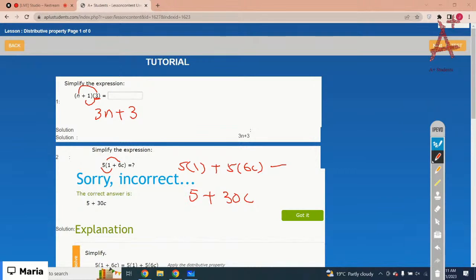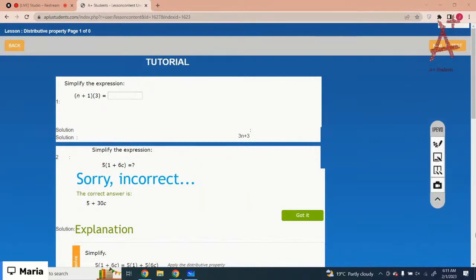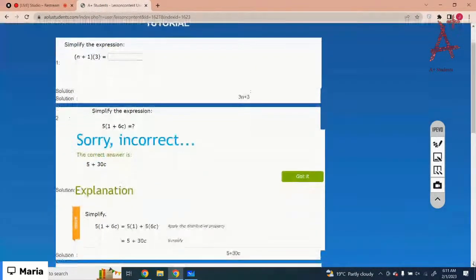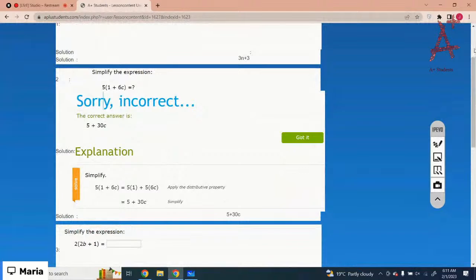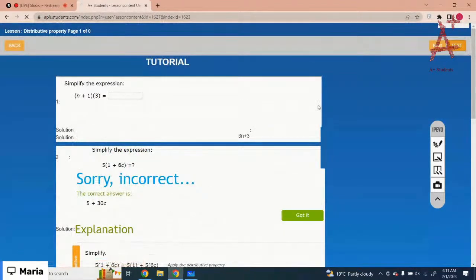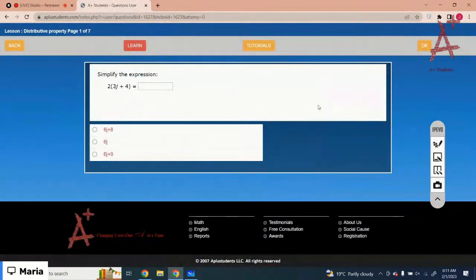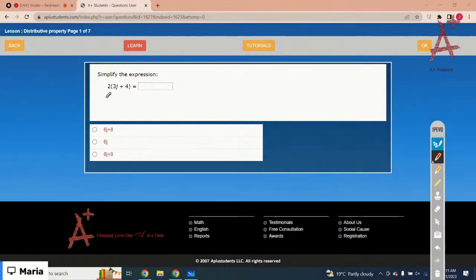Okay, let's start with the test questions. The first one is simplify the expression. You have to multiply the 2 that is written outside with everything inside the bracket. So first of all, you have to do 2 times 3j. Got it? So 2 times 3 is 6. So it would be 6j.